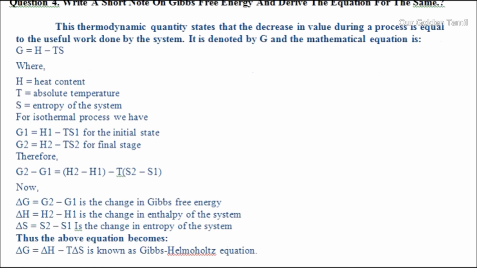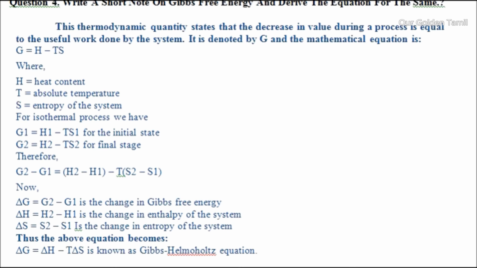It is denoted by G, and the mathematical equation is G equals H minus TS, where H equals heat content, T equals absolute temperature, S equals entropy of the system. For an isothermal process we have G1 equals H1 minus TS1 for the initial state. G2 equals H2 minus TS2 for the final state. Therefore, G2 minus G1 equals H2 minus H1 minus T(S2 minus S1).